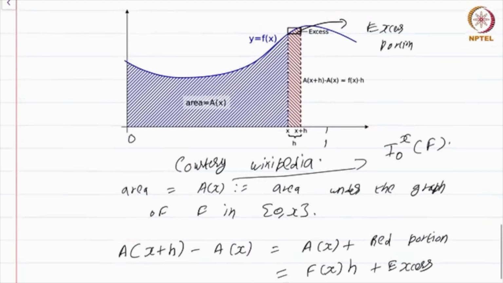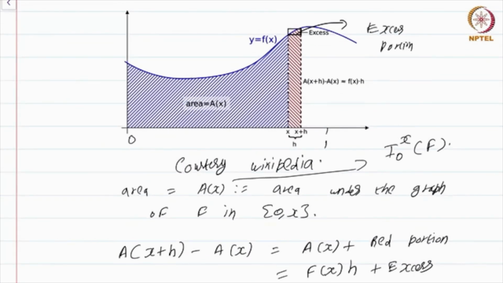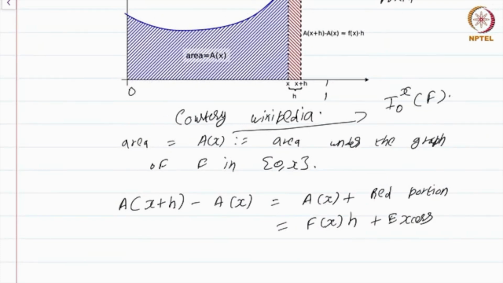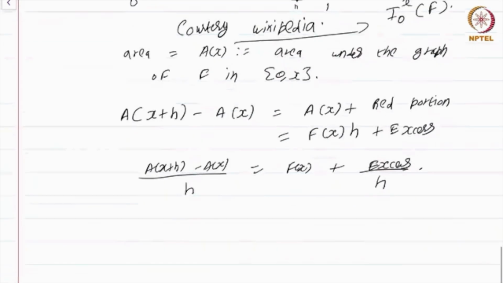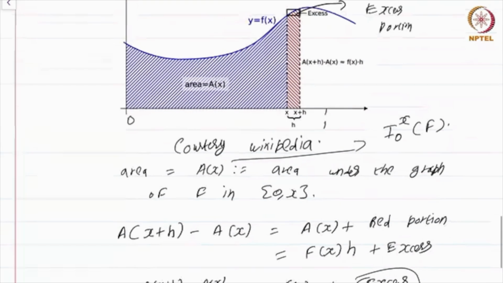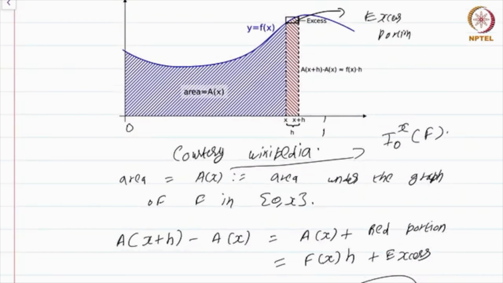Fine. So we have written down A of x plus h minus A of x as f of x times h plus the excess portion. Now it's really easy to see why area is related to the derivative. All we are doing is taking A of x plus h minus A of x, divided by h, which is equal to f of x plus the excess divided by h. And what is really happening is, by continuity, this goes to 0 as h goes to 0. That's essentially the entirety of the proof.